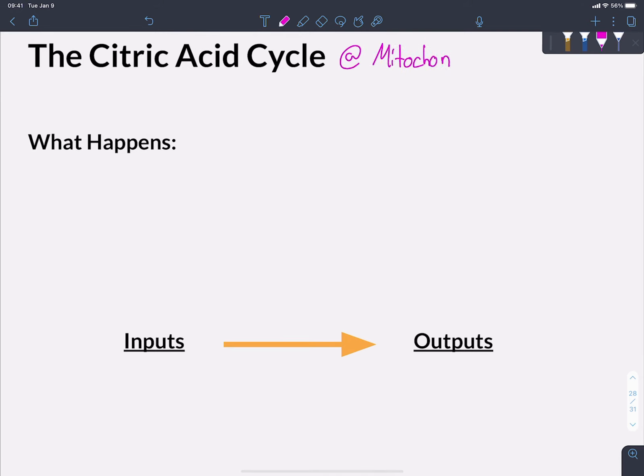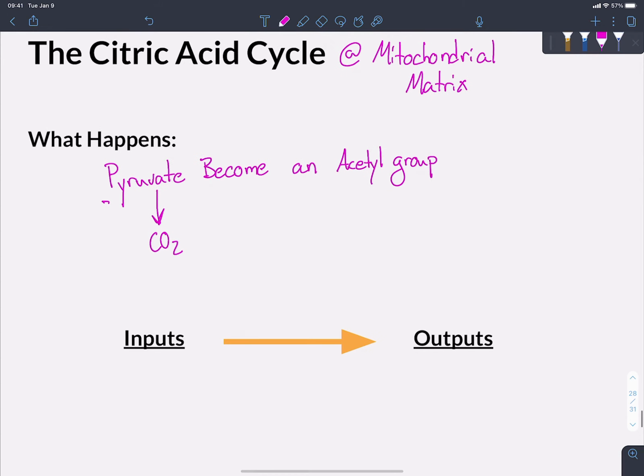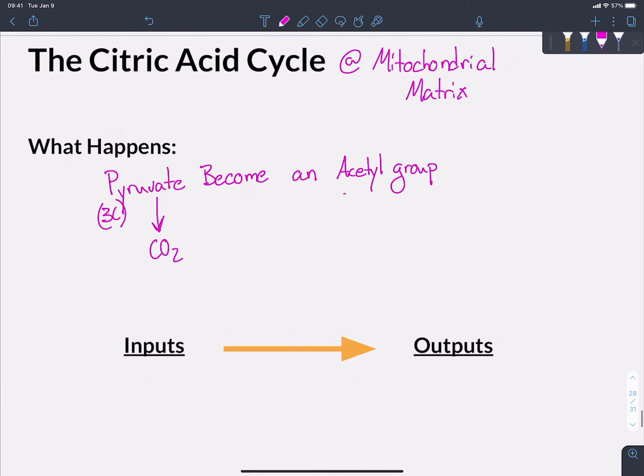So if we think about where we left off at the end of glycolysis, we're not going to go through fermentation, and so we're going to start with pyruvate. And actually, before pyruvate enters into the citric acid cycle, it's going to lose a CO2, and it's going to become an acetyl group. So pyruvate had 3 carbons. We've removed 1 for CO2, and so now we have a 2-carbon acetyl group. That acetyl group is actually what's going to enter into the citric acid cycle, and over the course of the citric acid cycle, that acetyl group is going to be turned into 2 additional CO2 molecules.